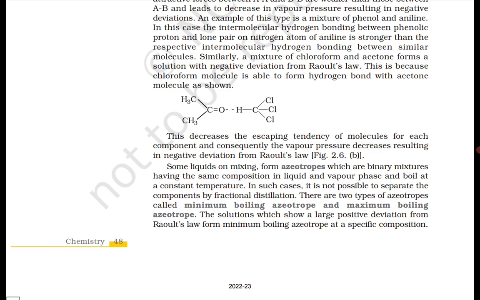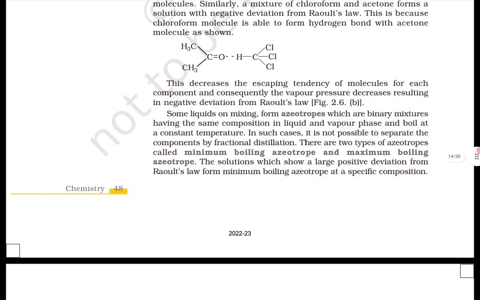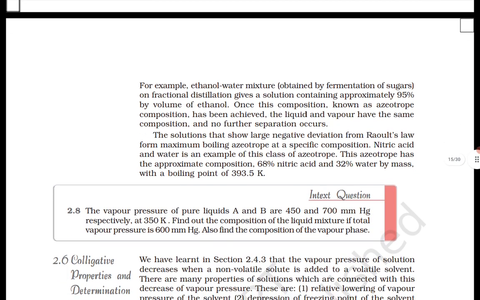Figure 2.6b. Some liquids on mixing form azeotropes, which are binary mixtures having the same composition in liquid and vapor phase, and they boil at a constant temperature. In such cases, it is not possible to separate the components by fractional distillation. There are two types of azeotropes called the minimum boiling azeotropes and the maximum boiling azeotropes. The solutions which show a large positive deviation from Raoult's law form minimum boiling azeotropes at a specific composition.